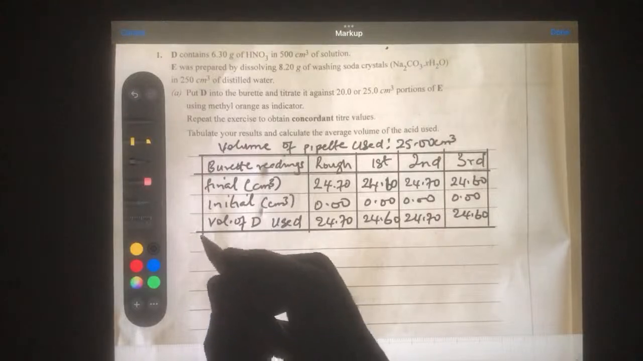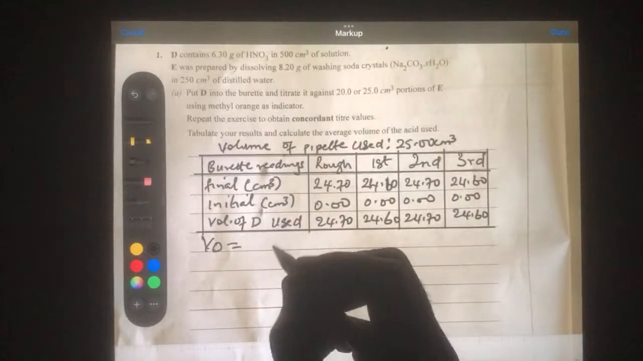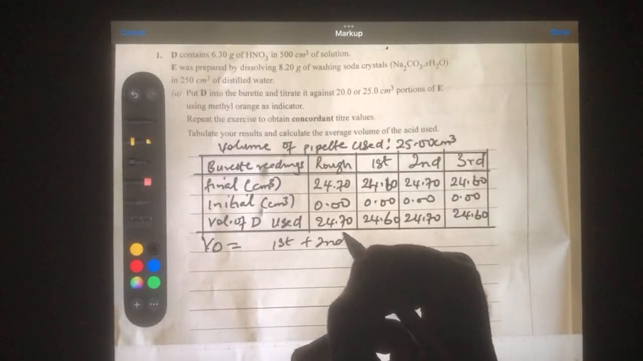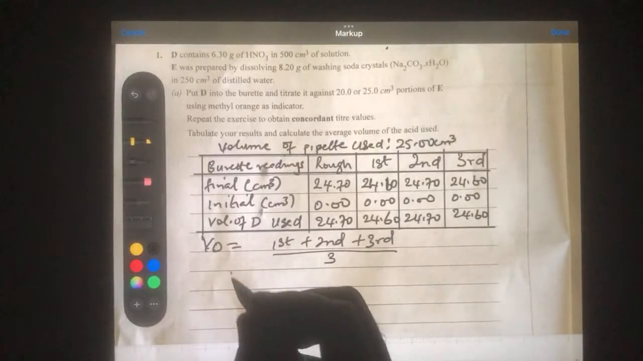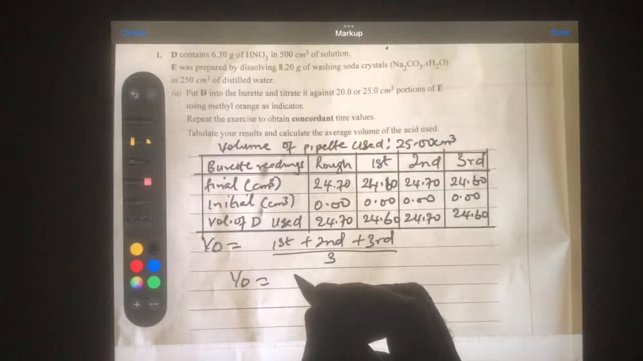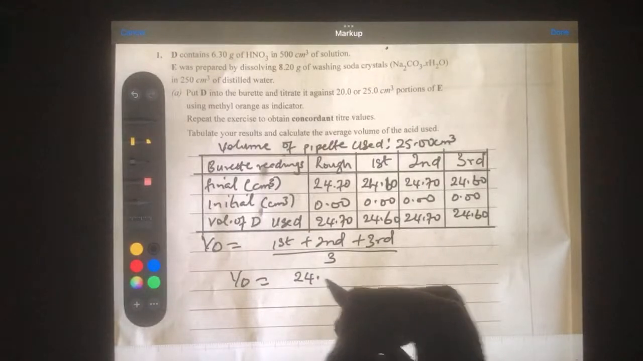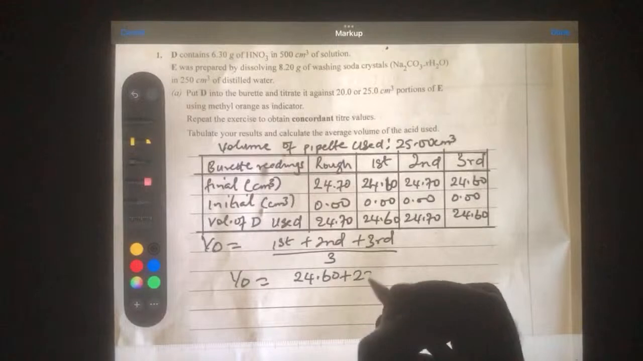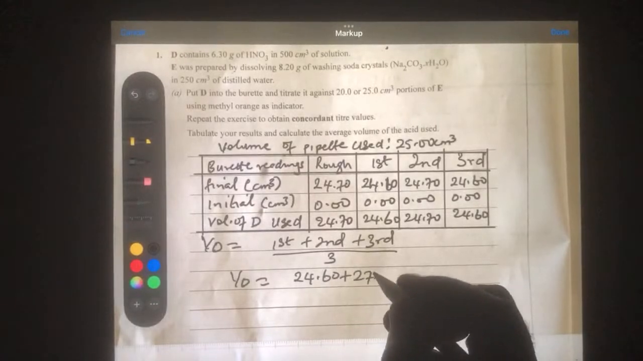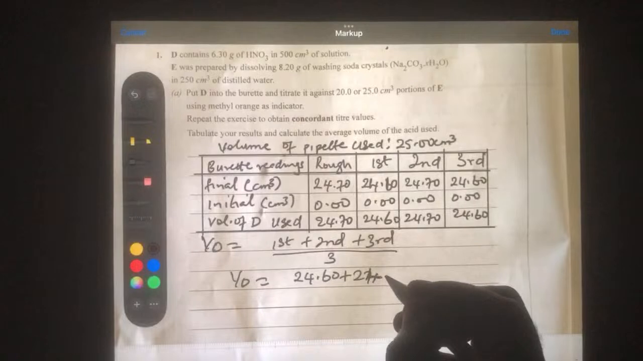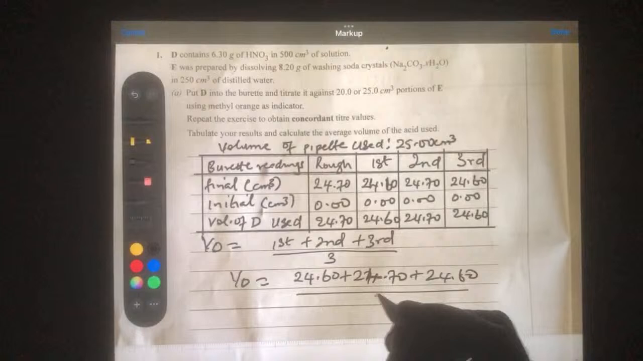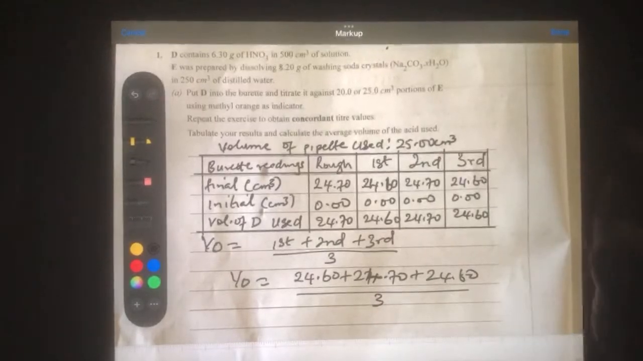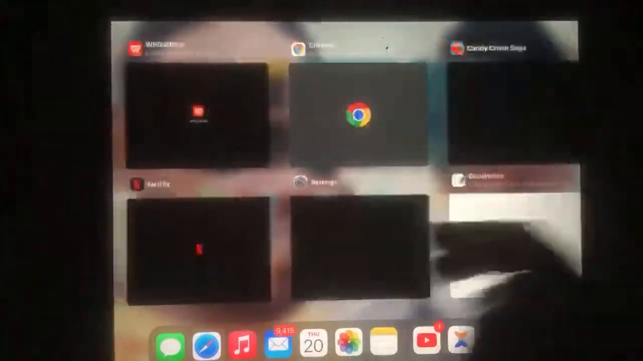So we can decide that our VD this time around, you say first plus second plus third all over 3, and VD should now imply 24.60 plus 24.70 plus 24.60 divided by 3. We will try to visit calculator. Let's see.